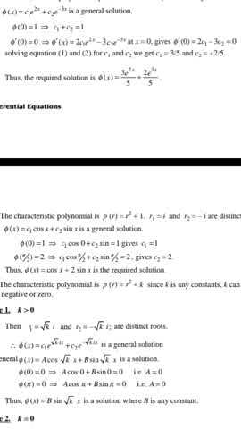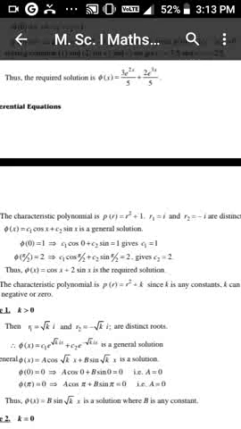and the required solution is phi of x is equal to 3 e raised to 2x divided by 5 plus 2 e raised to minus 3x divided by 5.